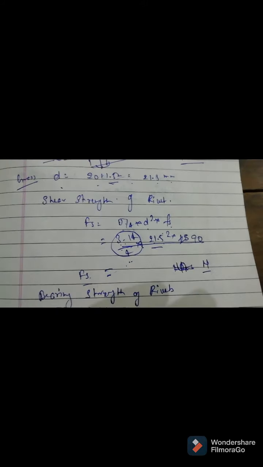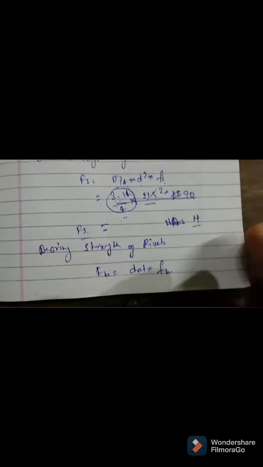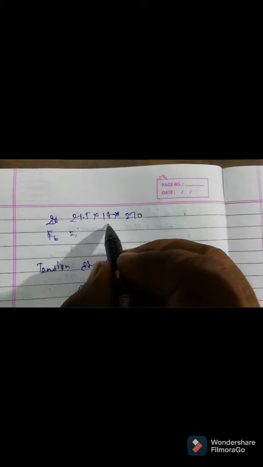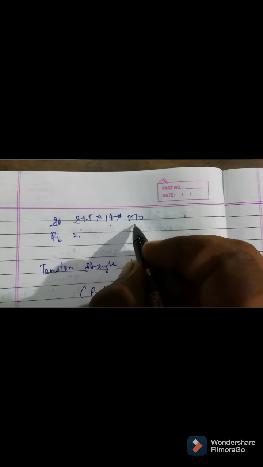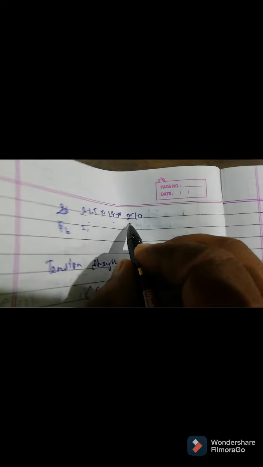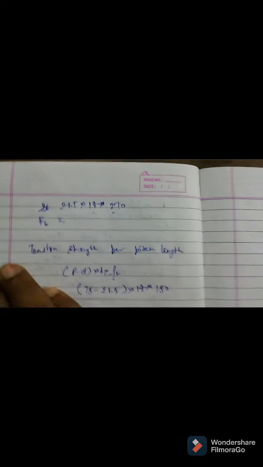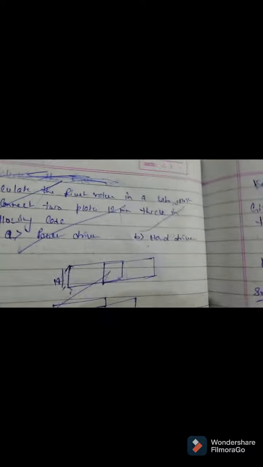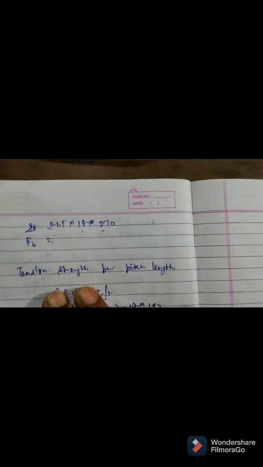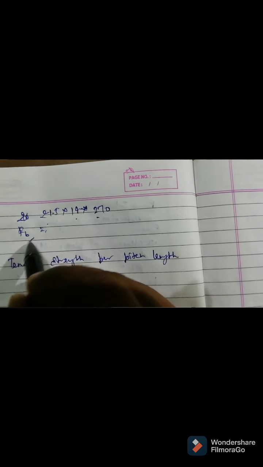Now we are going to calculate the bearing strength of the rivets. As already discussed, the formula is Fb equal to D into T into Fb. D is the dia of rivets, that is 21.5, into T, the thickness of the thinner plate, multiplied by Fb, which is given, or if not given, you have to remember this value. Now calculate the value of your Fb.